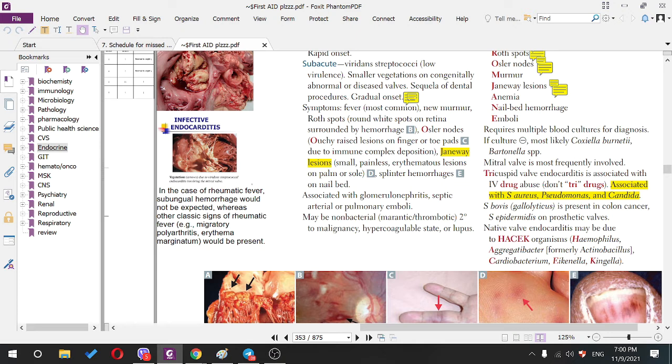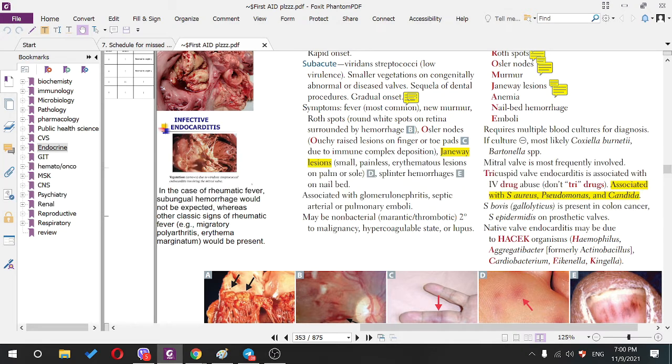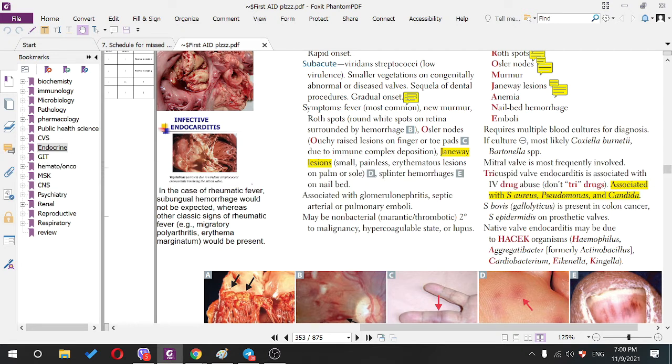So the next one, we just spoke about it. Here it is. The S. bovis, the gallolyticus. They don't use the word bovis anymore, guys. They do not use bovis. They like to use gallolyticus, because they know all of the students have got this name already, the bovis. So they use gallolyticus. It's present in colon cancer, okay? It's present in colon cancer. So if you see someone who has strep bovis in the blood culture, what should you do next?